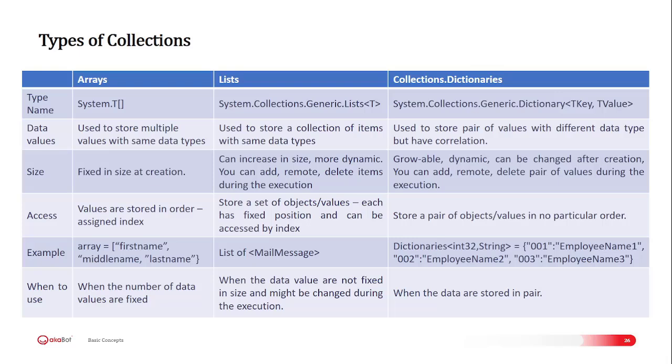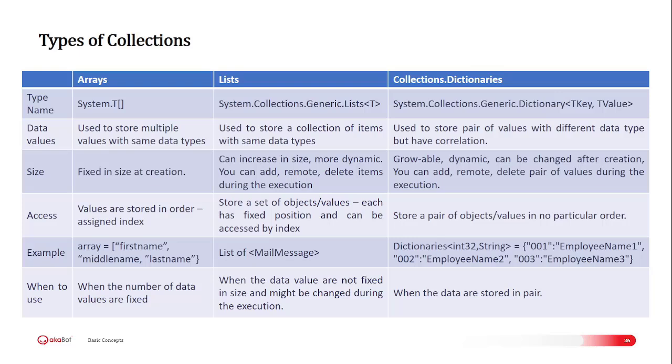For example, if you have an array like first name, middle name, and last name, you can easily access each name based on its position in the array. Arrays are perfect when you know the exact number of values ahead of time, and this number won't change throughout the execution of your automation.